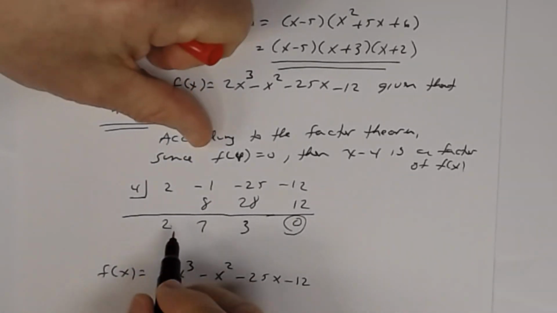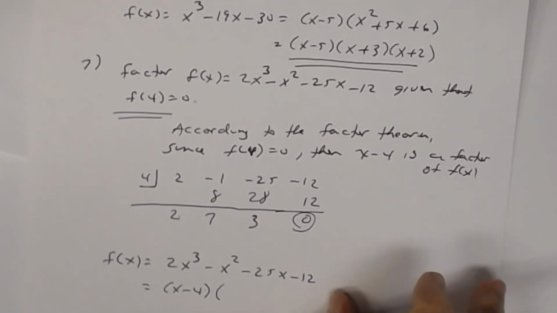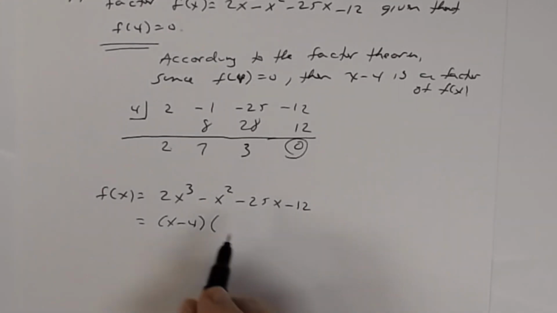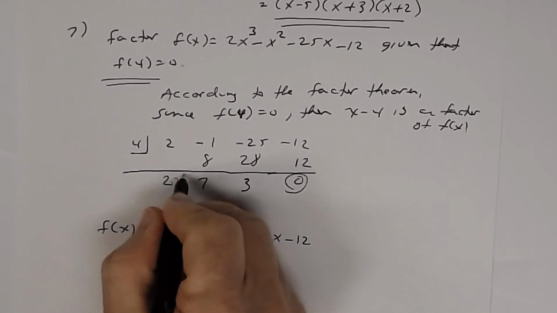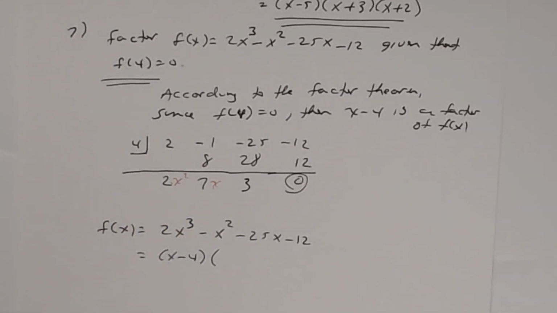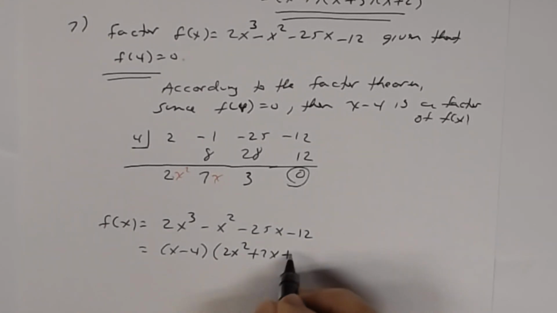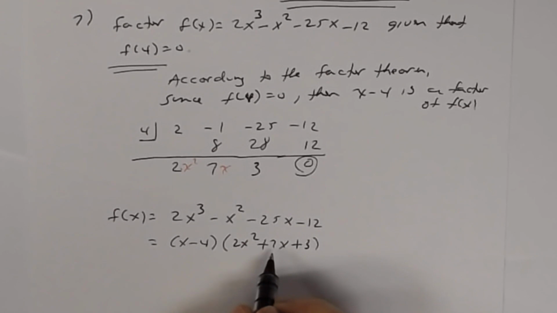So this right here, the coefficients of the polynomial that goes here. So remember, this is x cubed, so this is going to be x squared. So x squared, x, and your constant. So this will be 2x squared plus 7x plus 3. But remember, you can factor this trinomial. You all know how to do that.